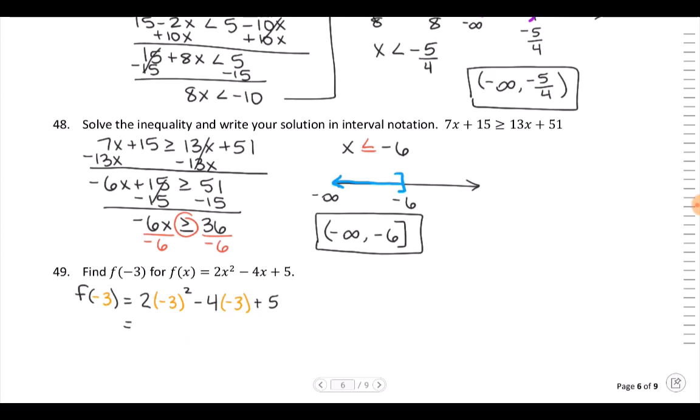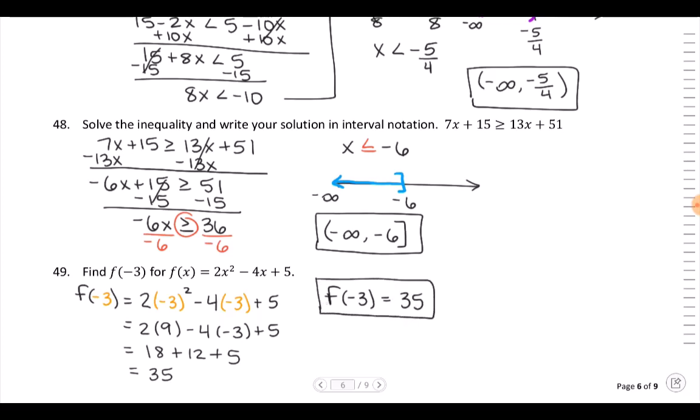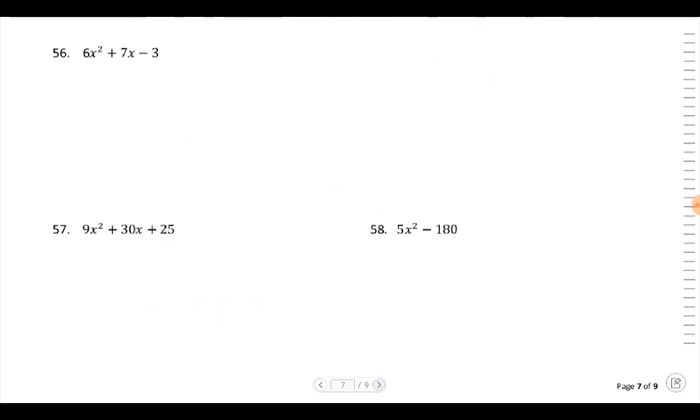Okay, order of operations. Negative 3 squared, you've got to do exponents first. And so that's going to give you positive 9. And then we have the rest of our problem here. I'll just rewrite it. And then we are going to multiply. 2 times 9 is 18. And then negative 4 times negative 3 is positive 12, plus 5. And when we add all that together, we should get 35, if I'm not mistaken. So f of negative 3 equals 35. That would be my function value.